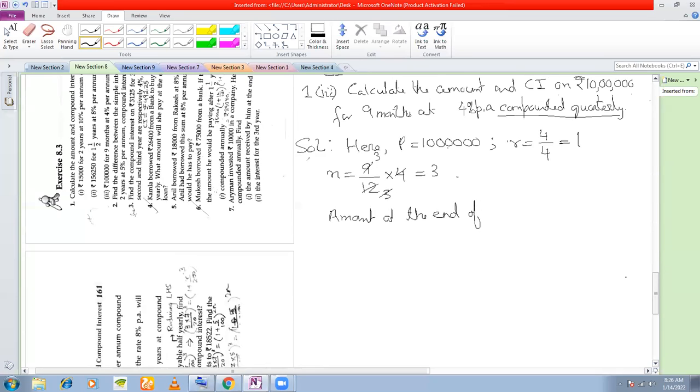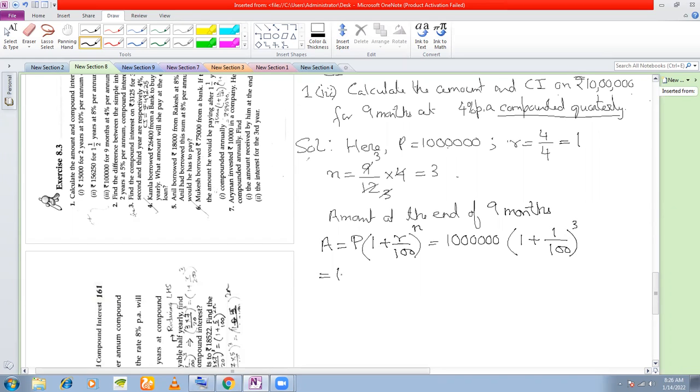So amount at the end of 9 months. 9 months means how many quarters? How many quarters is 9 months? 3 quarters, since 1 quarter is 3 months. Okay, this is the formula. Now put the values. Rate here is 1 by 100 and time here is 3.